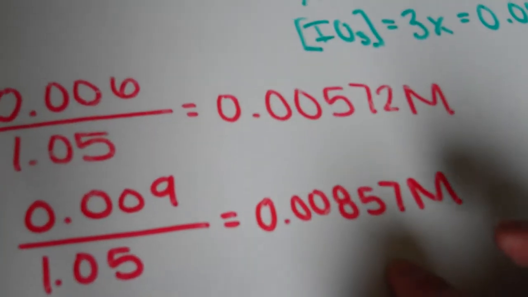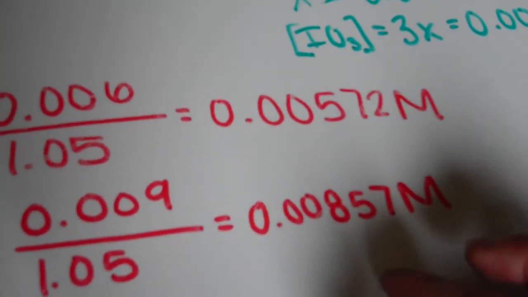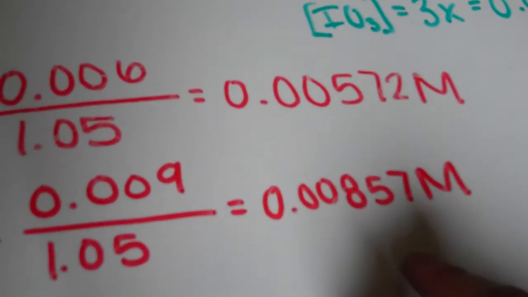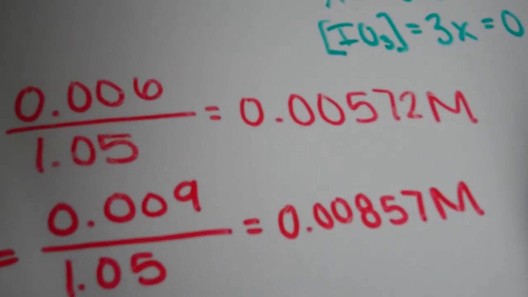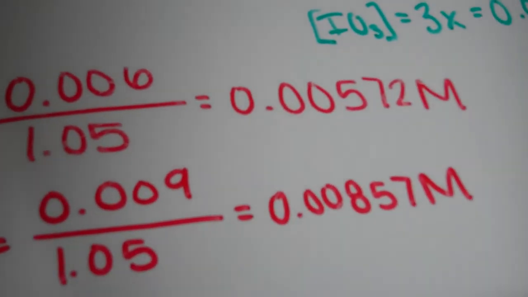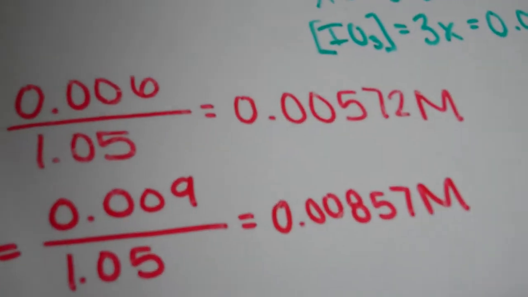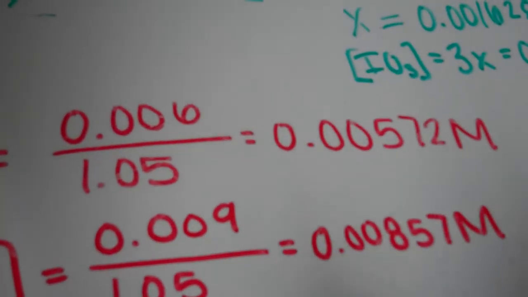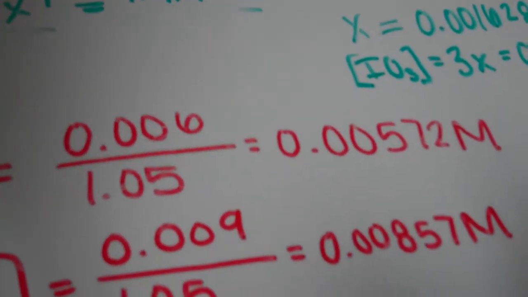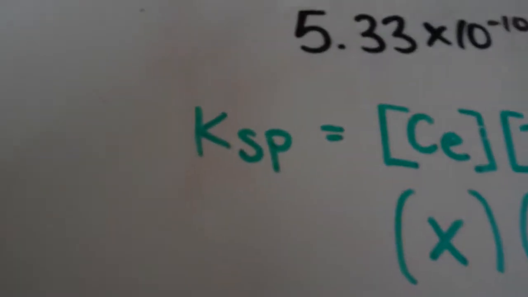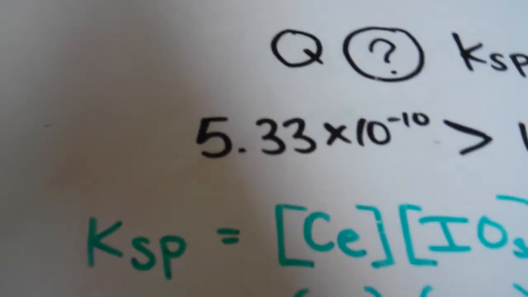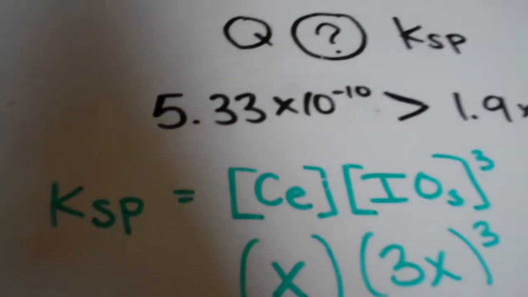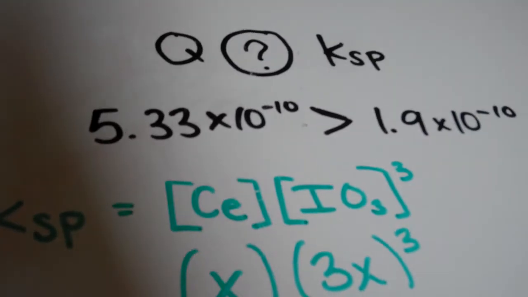However, since we now have some solid forming for Ce and IO3, we have to determine its new concentration with that taken out. So those are going to leave, and we also have to determine the concentration of the ions still floating. So we're going to have to do a new equation. What we're going to do is use the KSP. So we want to know if we're at KSP, what is the concentration of Ce and IO3 to the third.